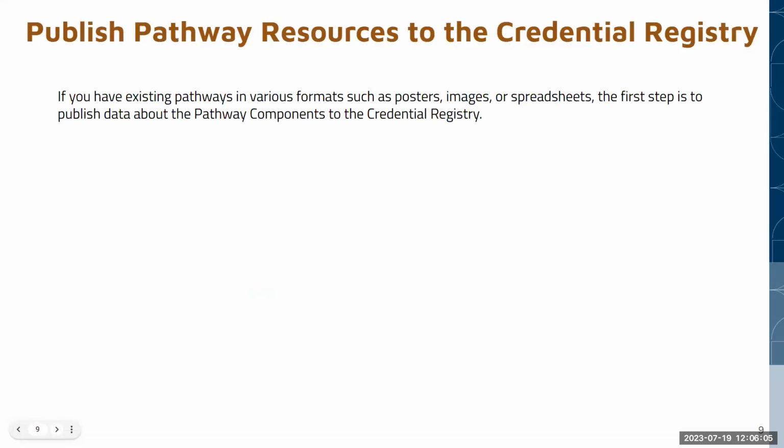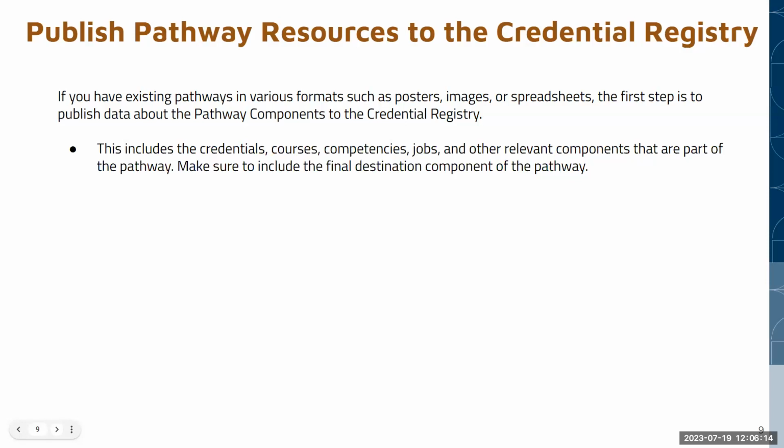So if you have existing pathways in various formats, then the first step is to publish your data about the pathway components to the Credential Registry. This includes credentials, courses, competencies, jobs, and other relevant components that are part of the pathway, and make sure you include the final destination component.